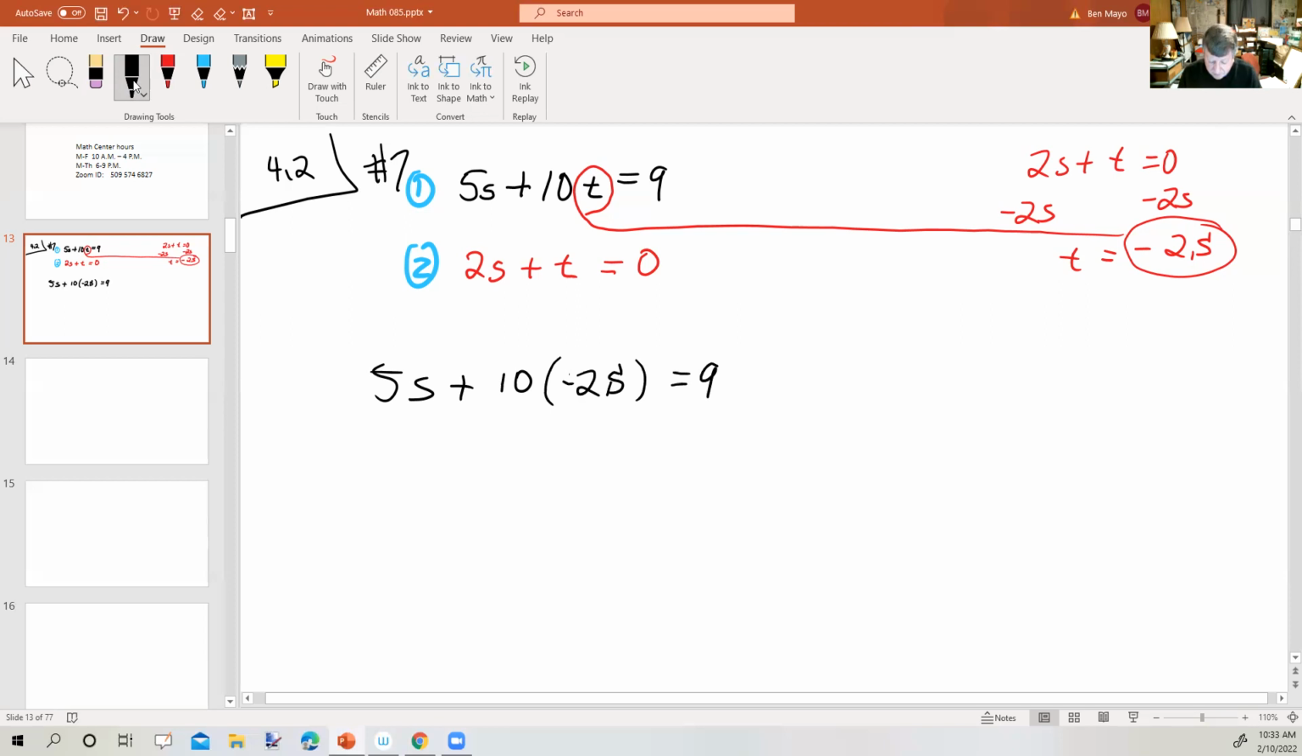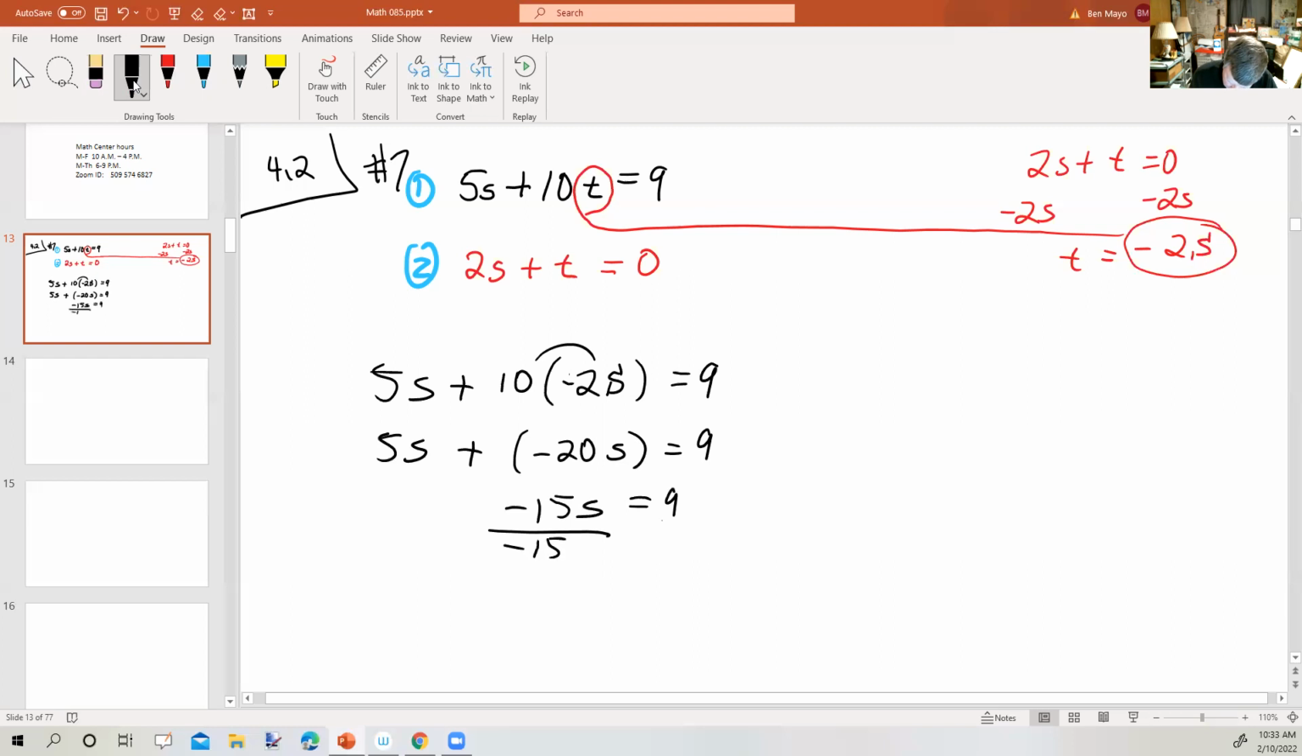Okay. Step 3 is to solve this equation for the unknown. So we've got 5s plus negative 20s equals 9. So negative 15s equals 9. Divide both sides by negative 15. s equals negative 3/5.